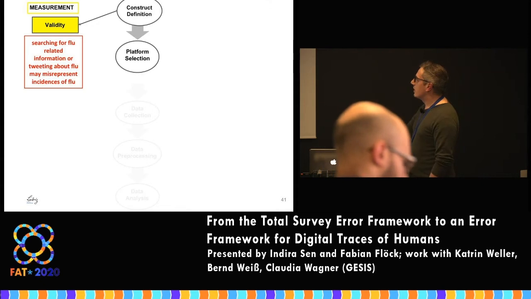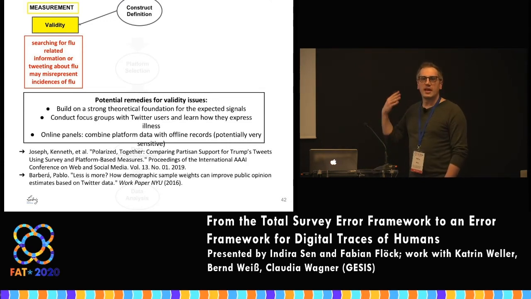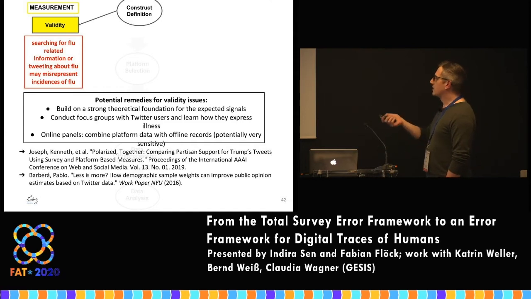Let me tell you about the potential remedies for validity issues, some of them that could be applied, and people have tried these. So here we always put the potential remedies, and then we put some literature pointers. Of course, the first thing you have to do is really go into the field that you're looking at, for example, immunology or medicine, or psychology, and think how would someone express depression, for example, or having an illness. Yeah? That's the first thing you have to do.